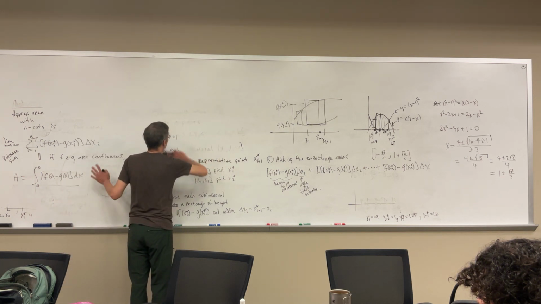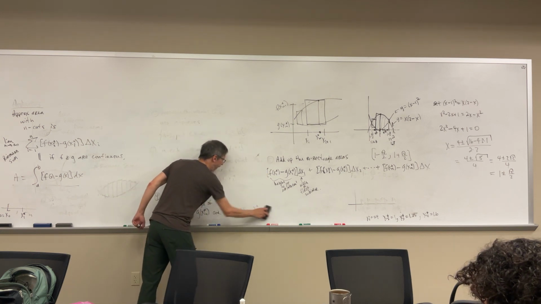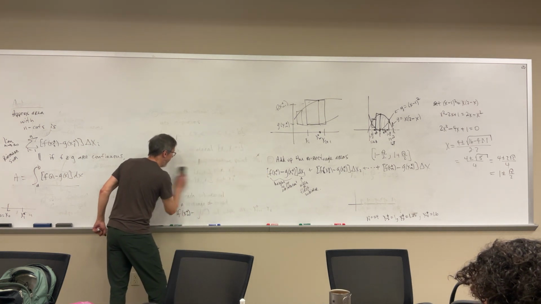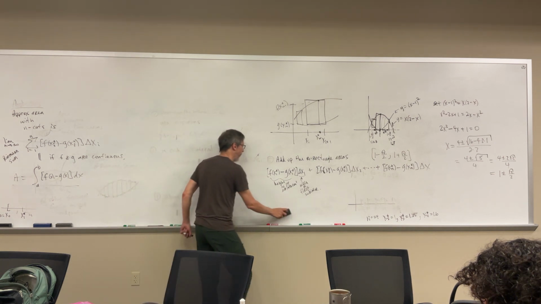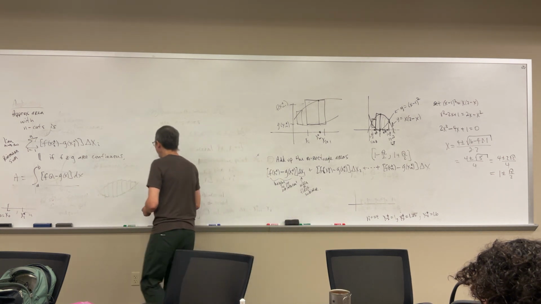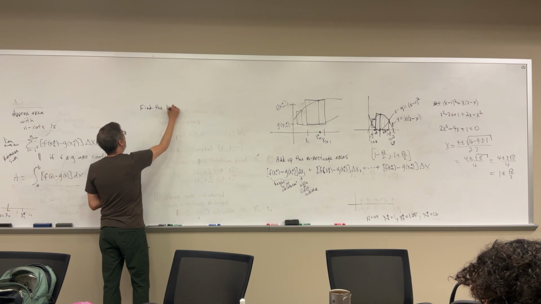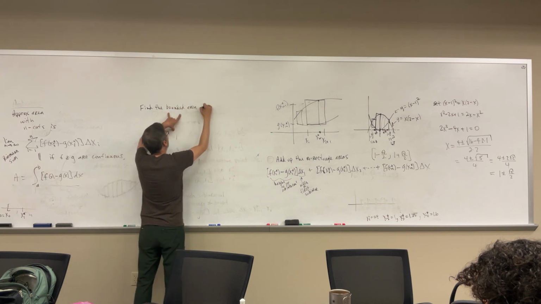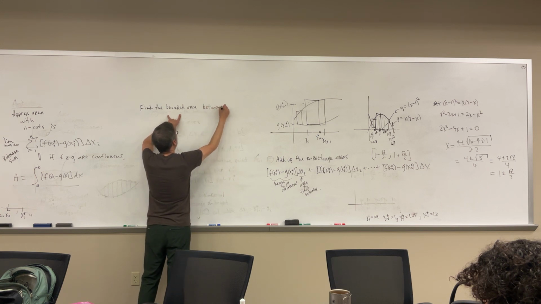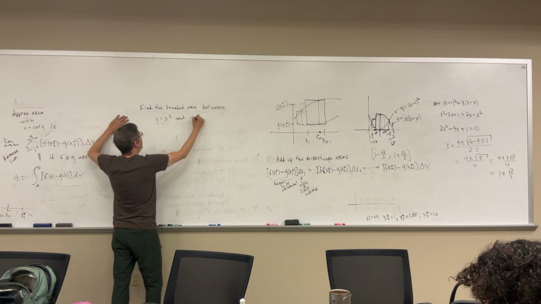We're going to be doing volumes and all sorts of really cool stuff with this exact thought process. And every time you see it, I swear to you, it's going to be a little more intelligible. I promise. So, find the bounded area, so notice that's a very important word, between y equals x squared and y equals x cubed.